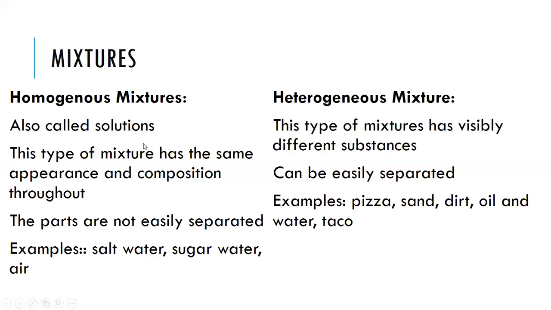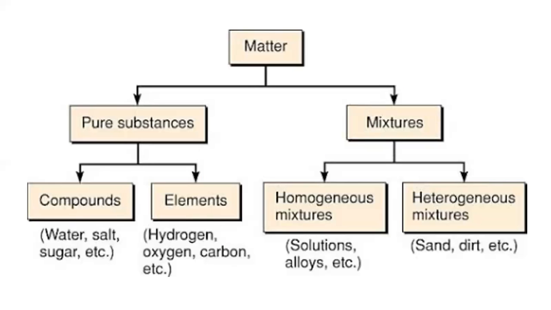So those are our two mixtures. I've included this table to help you visualize it a little more. All of this is matter. Matter can be broken up into a substance or a mixture. A substance can be either a compound or an element, and a mixture can be either a homogeneous or a heterogeneous mixture. And there are some examples down here at the bottom.